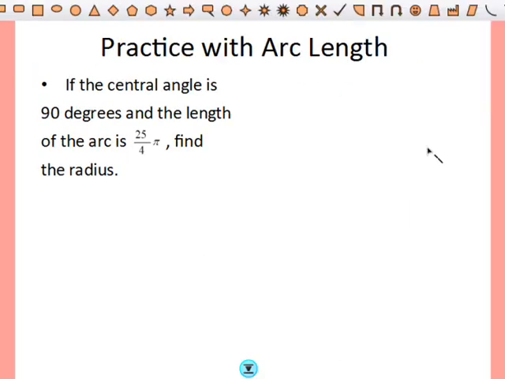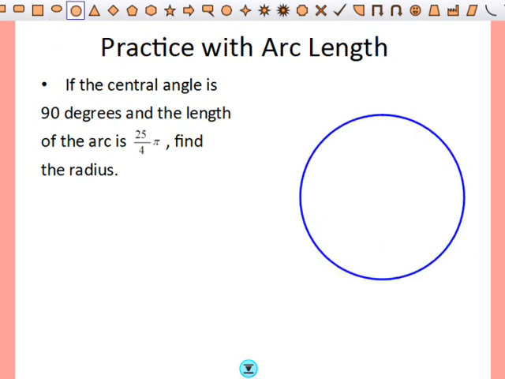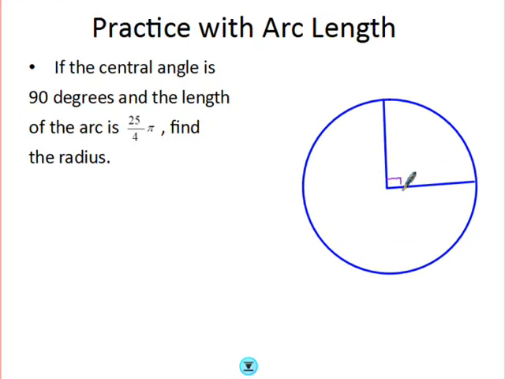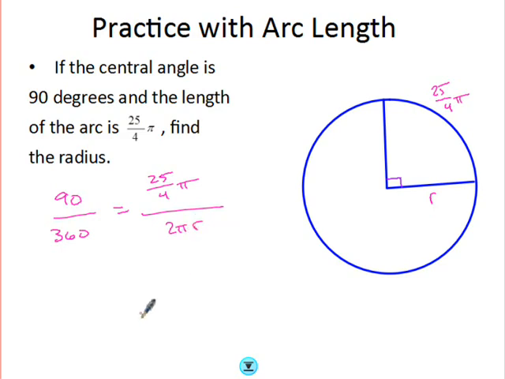If the central angle is 90 degrees, that's not a circle. If the central angle is 90 degrees, let's draw that. Let's label it 90. And the length of the arc is 25/4 pi. Find the radius. All right, so let's set this one up. The angle over the total equals the arc length, 25 over 4 pi, all over 2 pi r. Because that's what we're looking for.